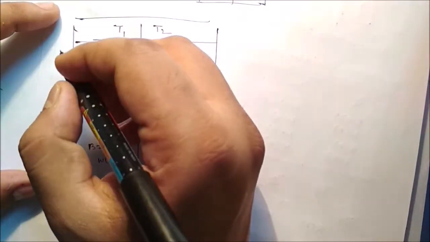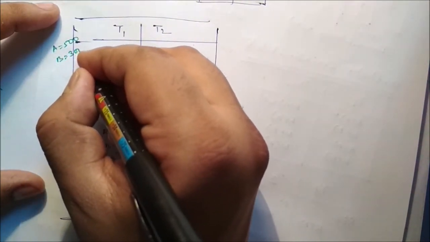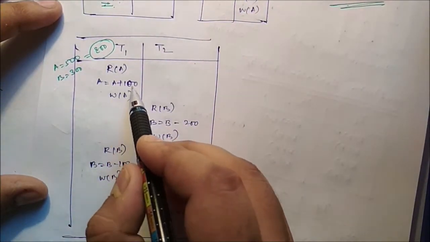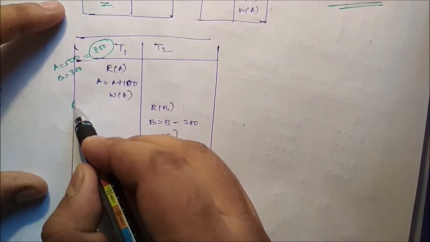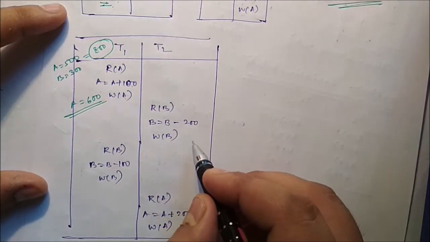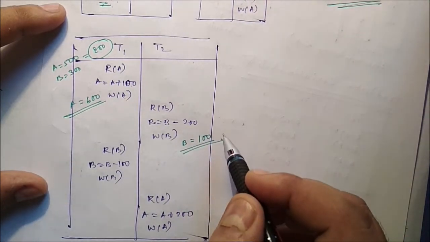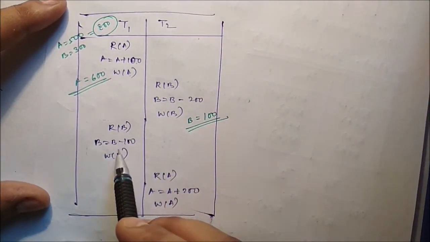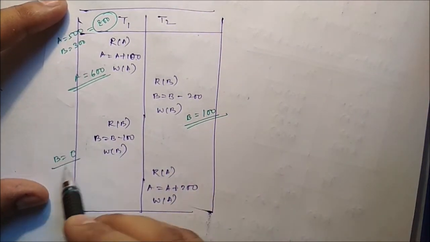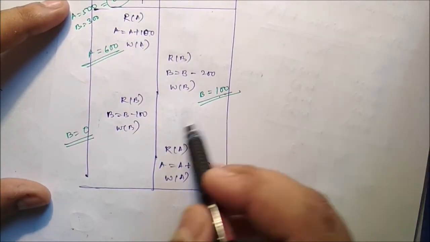You can see here. If the value of A is 500 and B is, say, 300, the addition is 800. Now A is equal to A plus 100 and write A. So what is the present A value? Present A value is 600. And B is equal to B minus 200. So 300 minus 200, what is the present B value? It is 100. Now B is equal to B minus 100. So what is the present B value? It is 0, because the previous value was 100, then 100 minus 100 is 0.